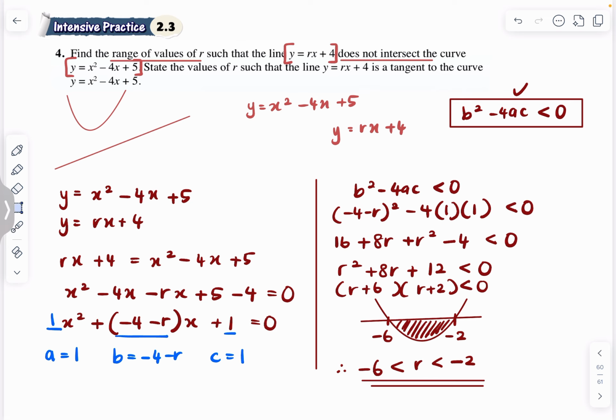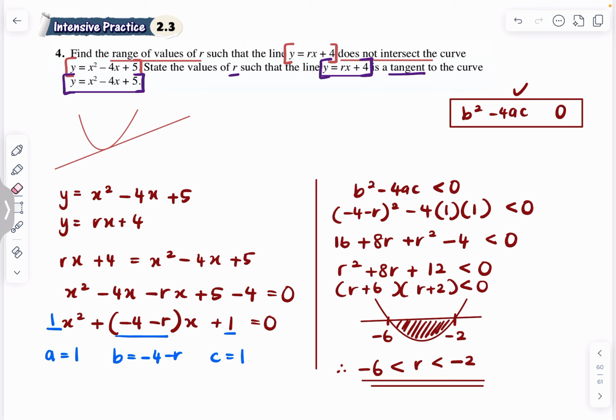Okay, let's look at the next part. So they say state the values of r such that this line is tangent to the curve, this one. So it's the same straight line and the same curve, just that now it is tangent to the curve. So it's touching the curve at one point. So if it's tangent to the curve, the only difference will be b squared minus 4ac equals 0, because it's touching only at one point.